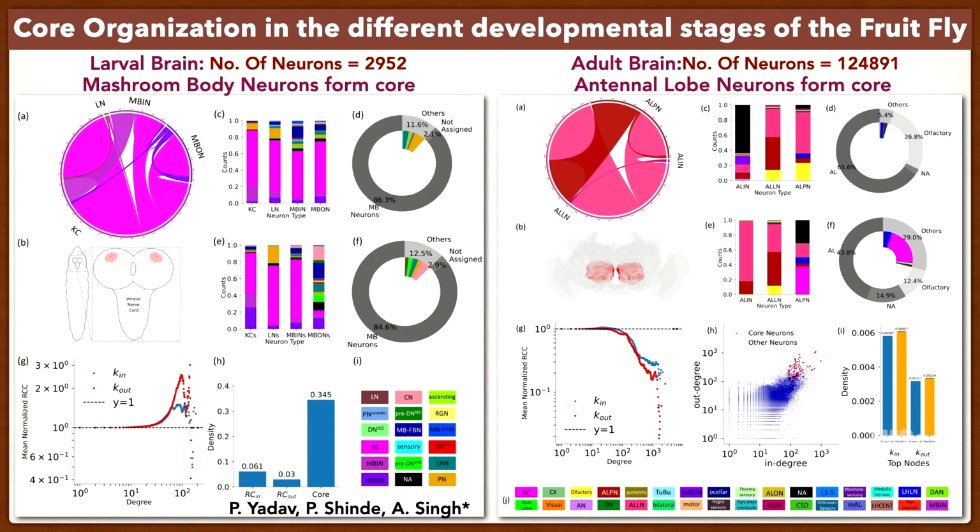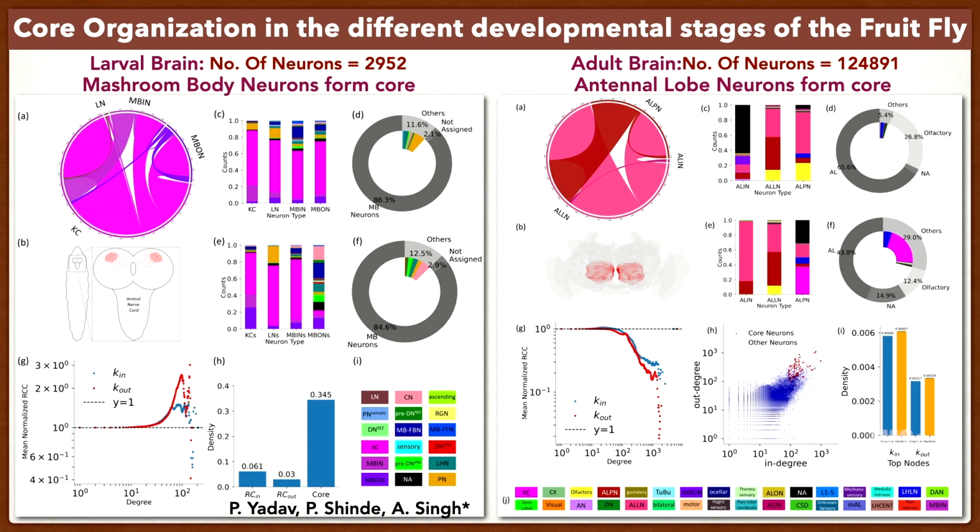Soon we will come to our work, which is our work with Pratik. Pratik is here. If you want details, you can discuss with him. We have also studied the core organization in the different developmental stages of the fruit fly. As we know, for the fruit fly we have the complete cell-level connectome for both the larval and the adult brain. So here we got an opportunity to study the difference in the topology of these two stages of Drosophila.